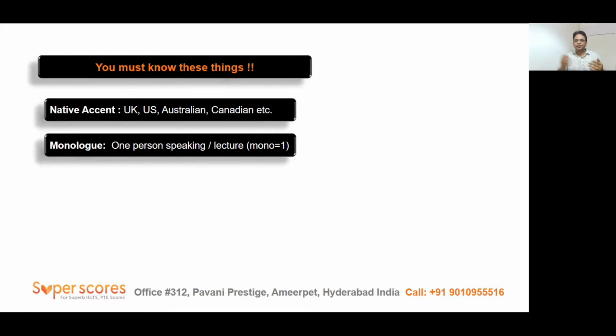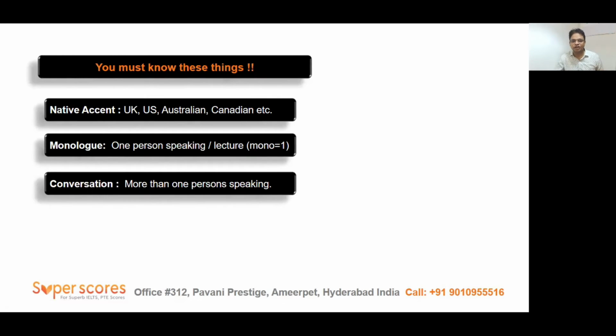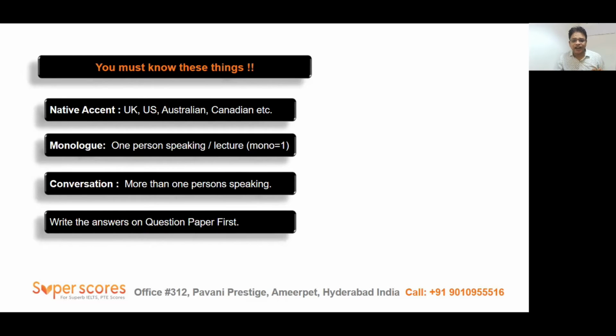And the second thing, guys: one type of audio that you get to hear is a monologue. Mono is one, so in such audios, only one person would be speaking. One single person speaking is called a monologue. The second type of audio that you get is a conversation, with more than one person speaking in one audio. So all these audios are native audios. Some are monologues, some are conversations. And as you know, you will write the answers on the question paper first, then put them in the answer sheet later.